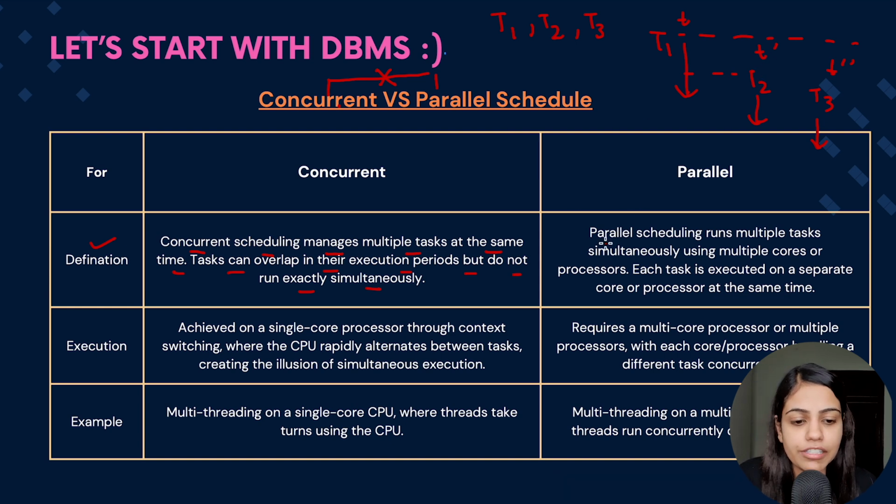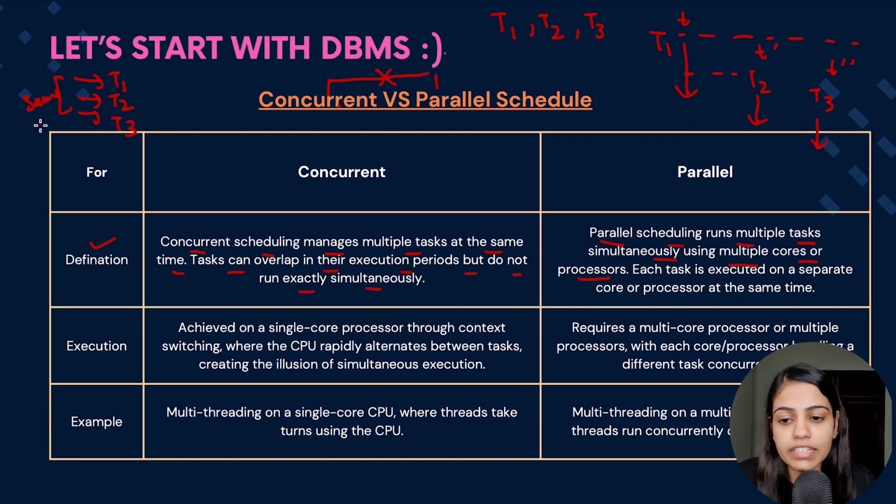Coming to parallel scheduling, it runs multiple tasks simultaneously using multiple cores or processors. In a parallel schedule, multiple cores or processors help the transactions run parallelly at the same instant of time. So all three start at instant T. Each task is executed on a separate core or processor at the same time, while in a concurrent schedule they can start at any instant of time.